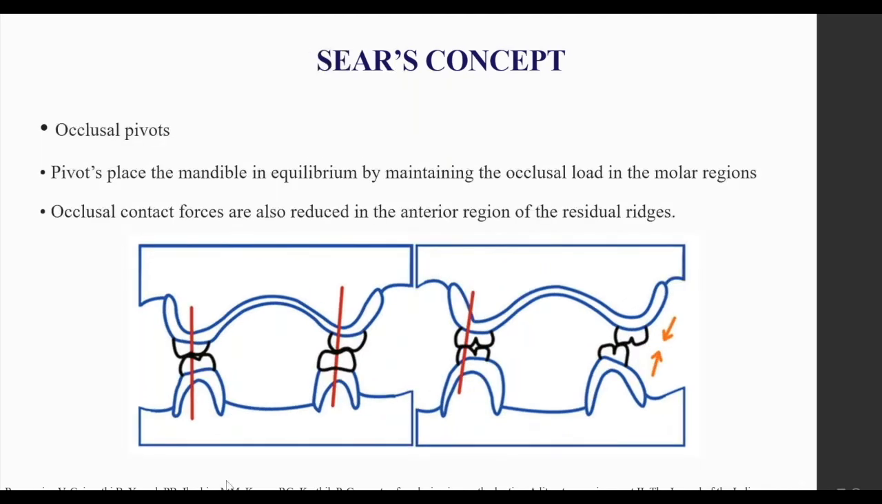Coming to Sears' concept, he has developed occlusal pivots. When the pivots are placed, the mandible is in equilibrium by maintaining the occlusal load in the molar region. Now here in centric occlusion, the occlusal forces are directed towards the ridge, and in the right lateral position, only the working side pivot will contact if the path of the condyle on the balancing side is not parallel with the occlusal plane.